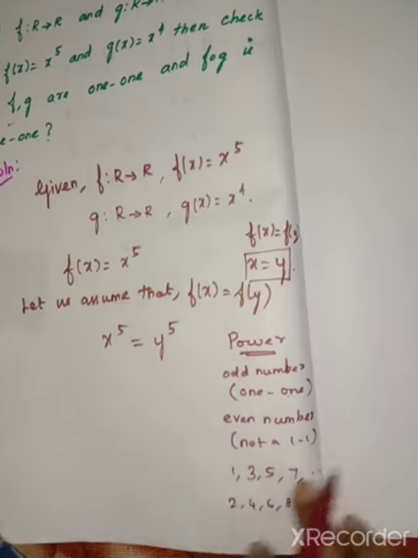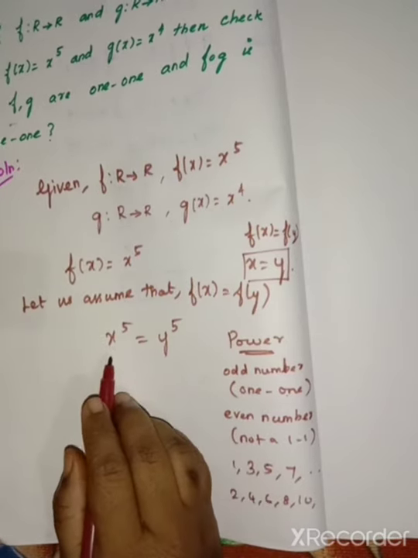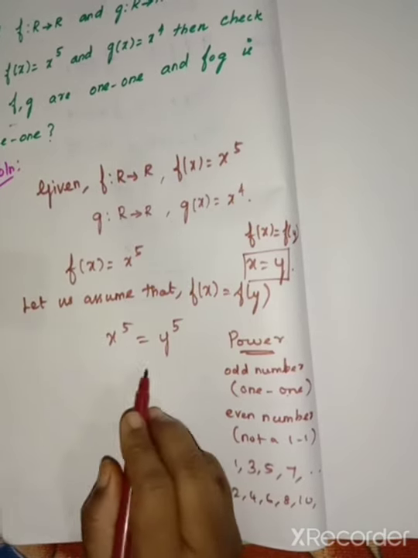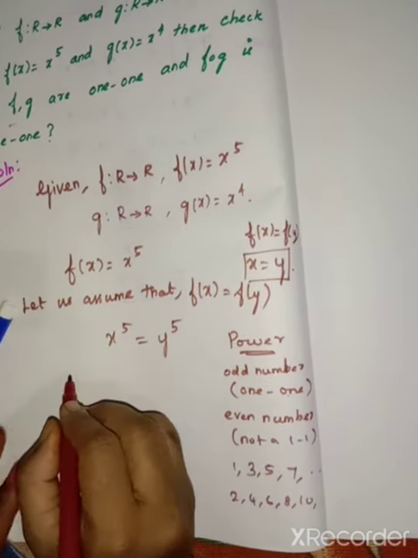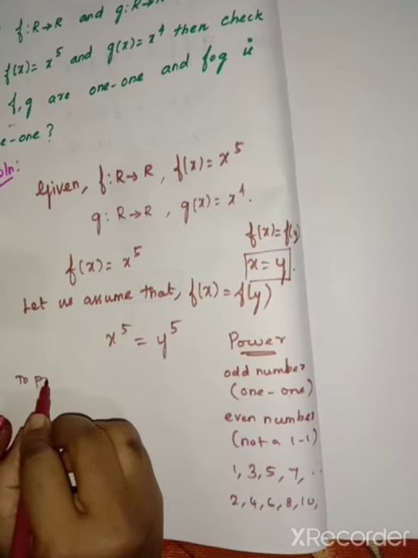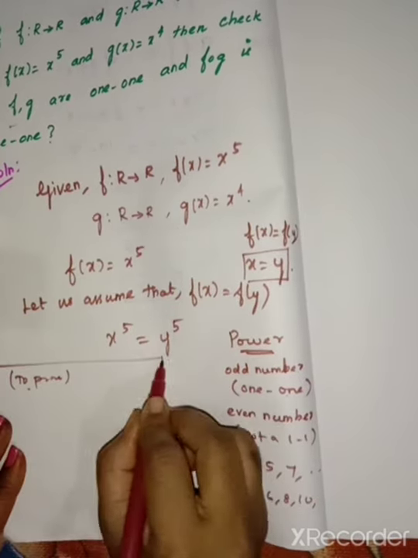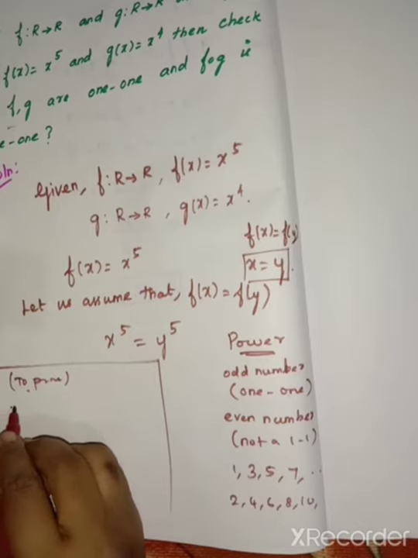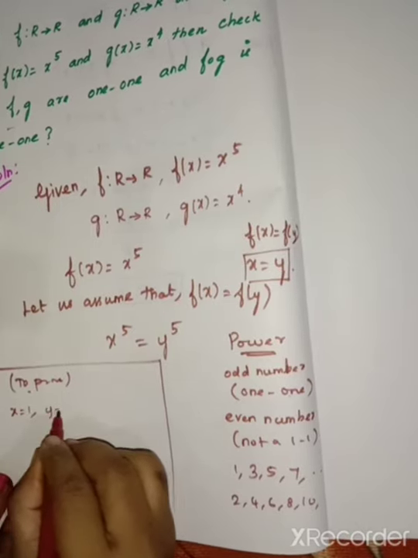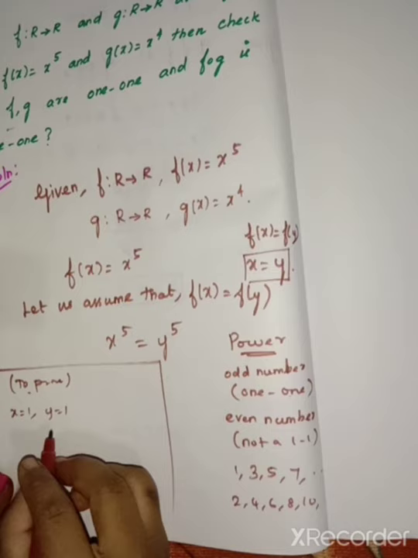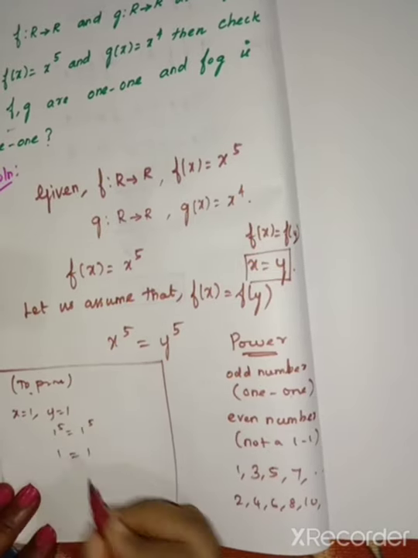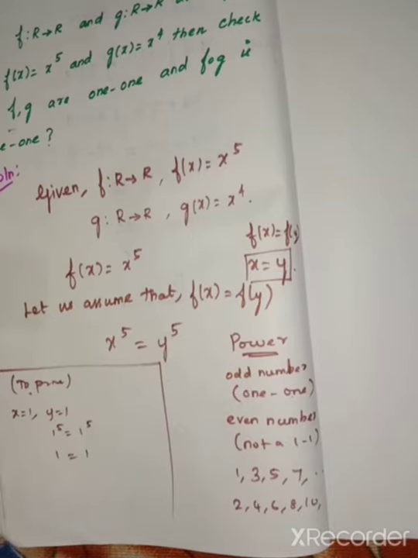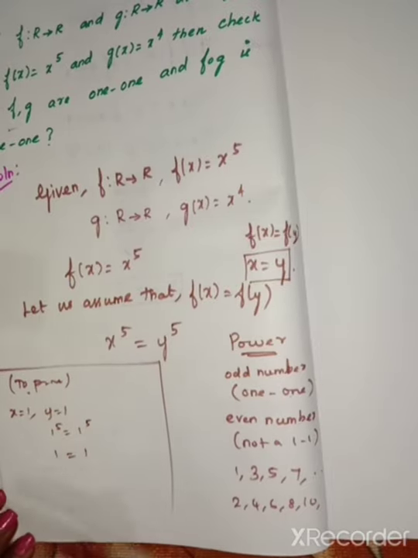An odd number. So definitely, if we substitute 1, then 1 power 5 equal to 1 power 5, we get the same 1. So this I have proved. To prove this is one type of model alone. Suppose x equal to 1 if I take, and also y equal to 1 if I take, then we get 1 power 5 equal to 1 power 5. We get the same 1, because we know that 1 power 100 also gives the same 1. So suppose if you substitute minus 1.